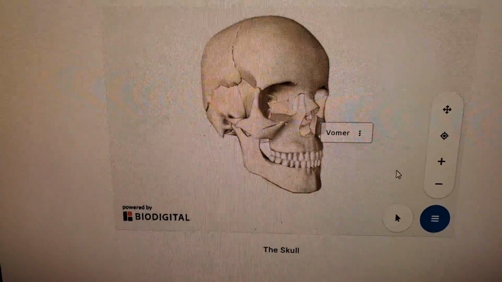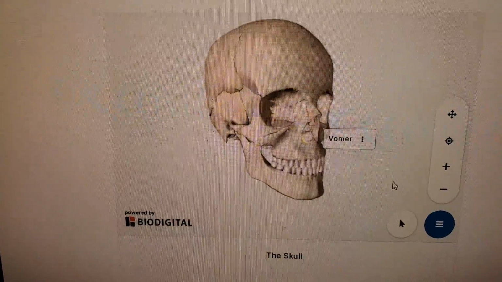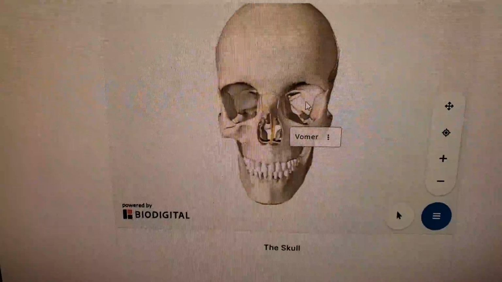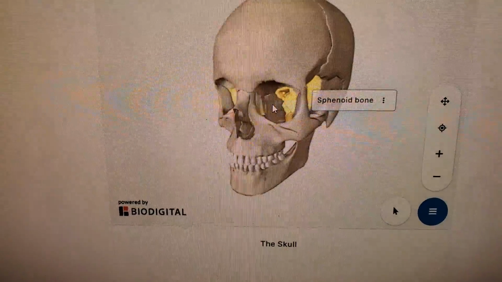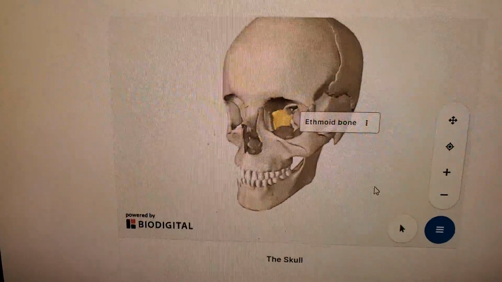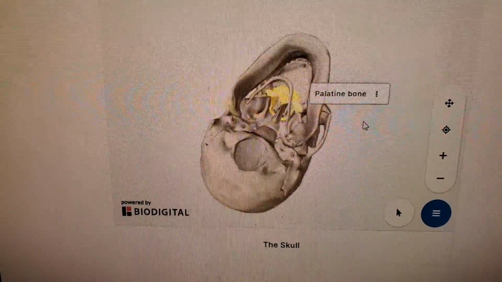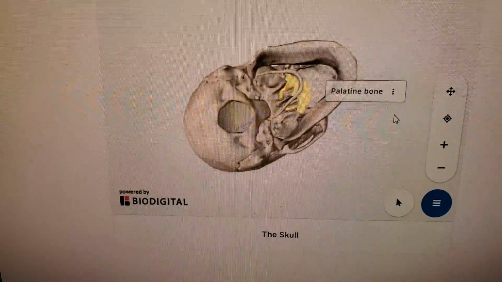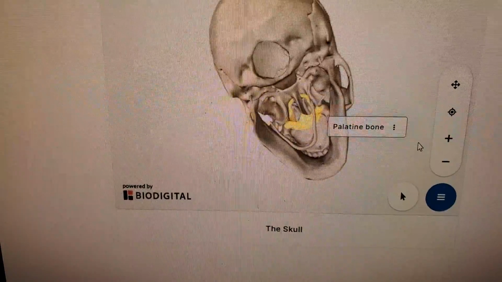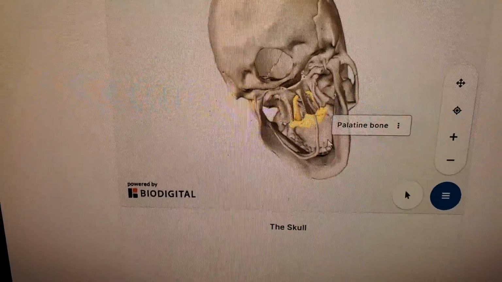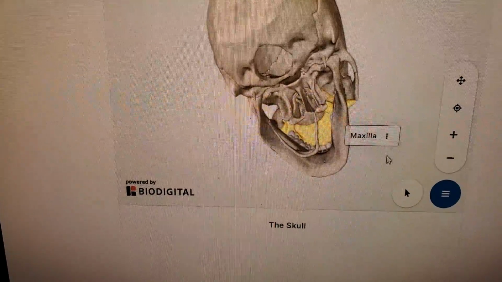And we also, by the looks of it, if we go right in here, where is it at? Right there we go. Palatine bone. I was trying to find it through this angle. That's also part of the visceral cranium, and another angle of the maxilla.